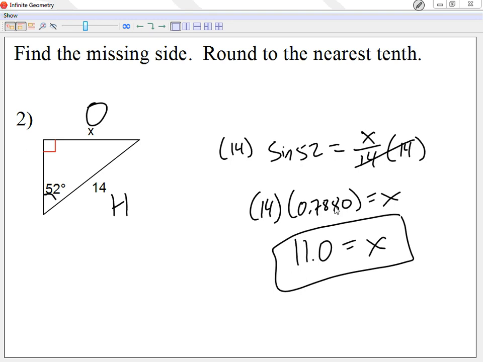0.7880. Look at your list. Look for sine of 52 degrees. See it?